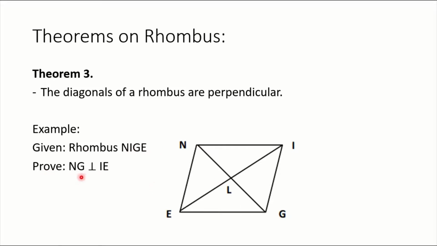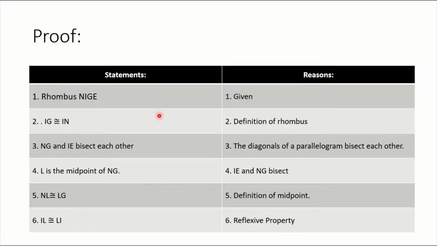Okay? So, example tayo, given our rhombus NIGE. Prove that NG is perpendicular to IE. Okay? So, yun yung kailangan natin i-prove. Number 1 statement natin is rhombus NIGE is given. IG is congruent to IN.